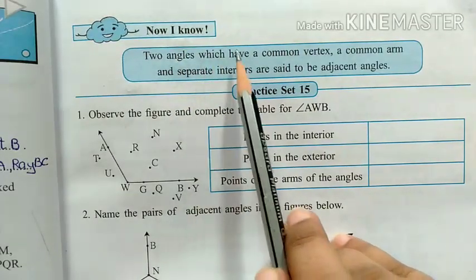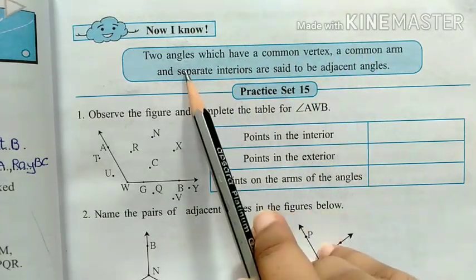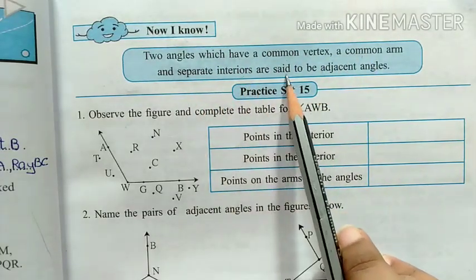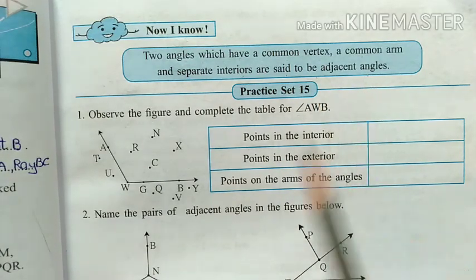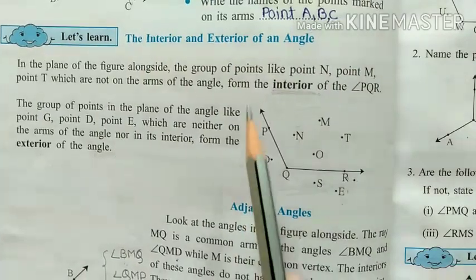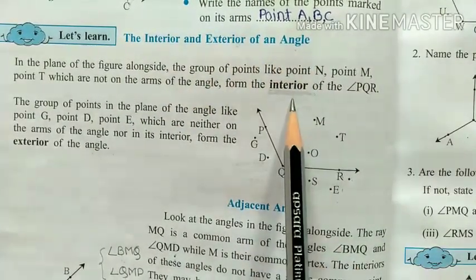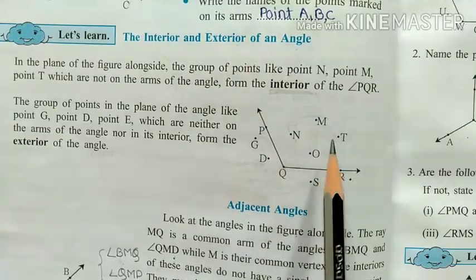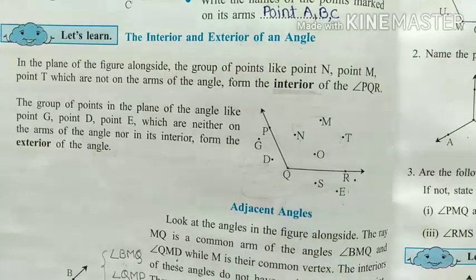Two angles which have a common vertex, a common arm and separate interiors are said to be adjacent angles. So, what we have learned? Interior and exterior of angles. Interior of angles means inside the angles. Exterior of angle means outside of the angle.